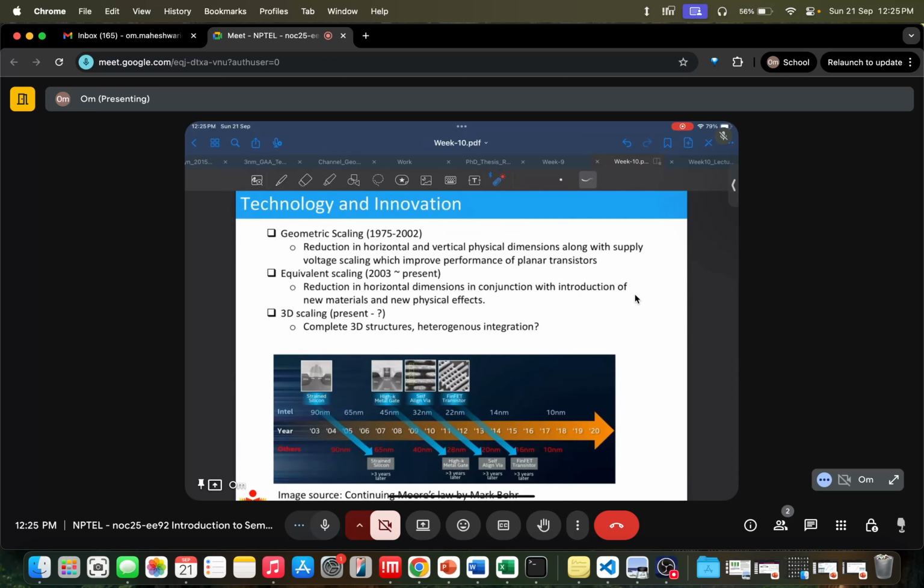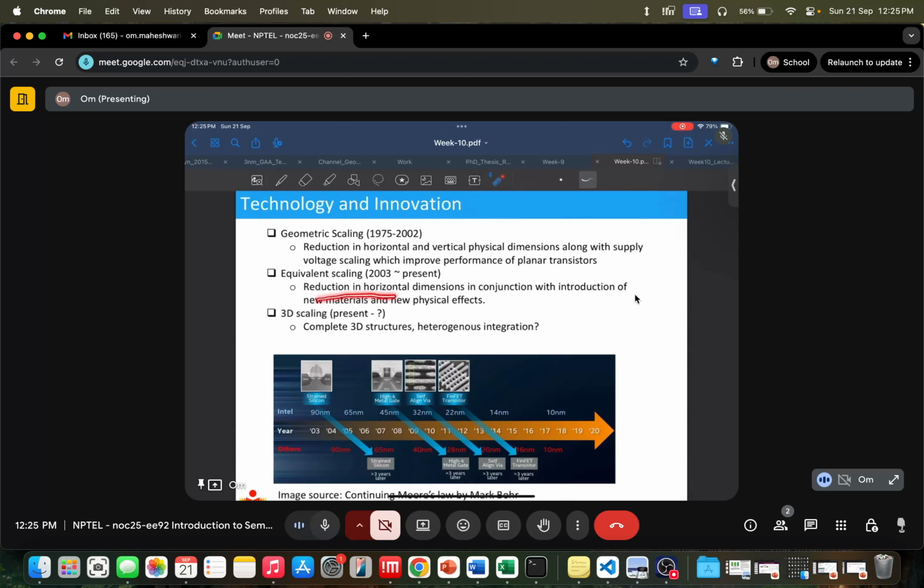So whatever scaling we discussed till now, that 0.7 scaling and everything, was valid for some technology nodes. But later on, after 130 nanometer of CMOS technology, this scaling was not very successful. So we needed different kinds of scaling, also known as equivalent scaling.